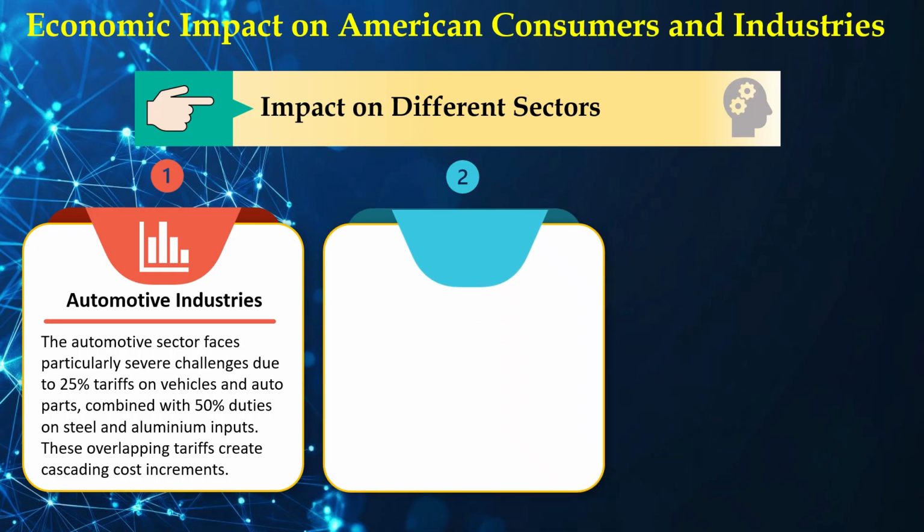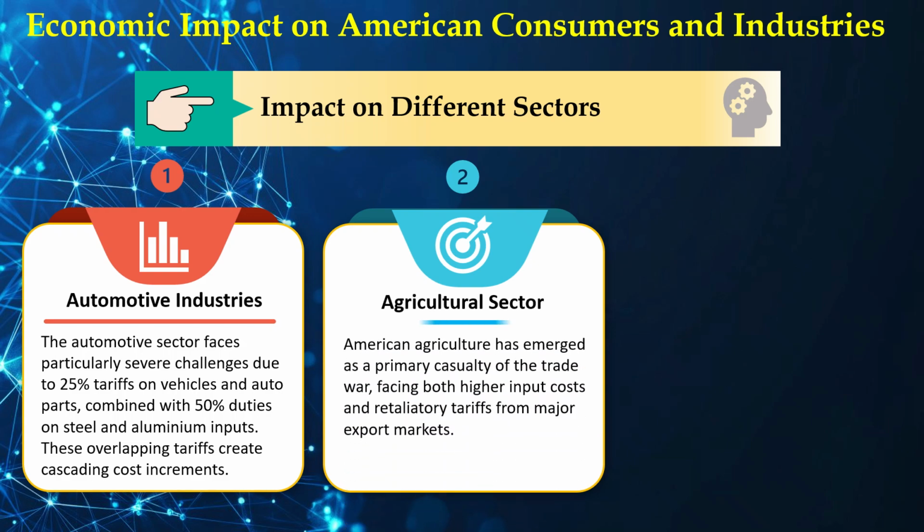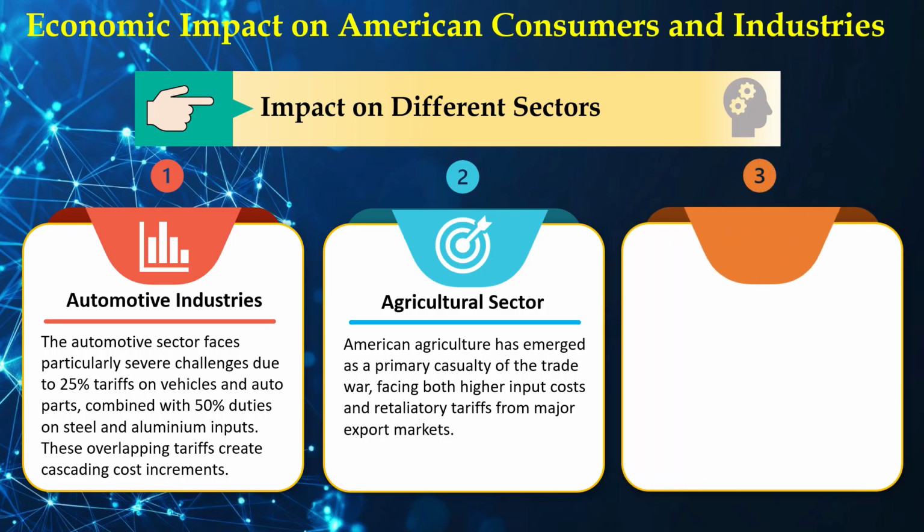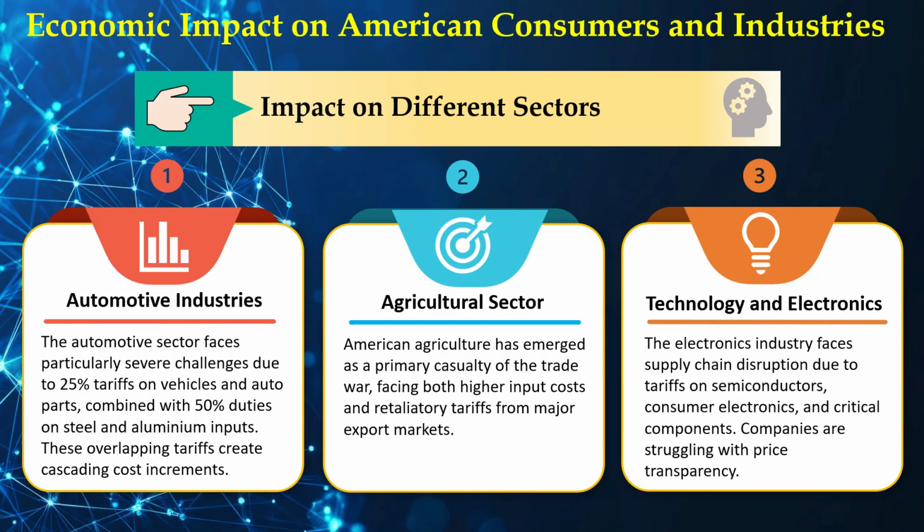Agricultural sector. American agriculture has emerged as a primary casualty of the trade war, facing both higher input costs and retaliatory tariffs from major export markets. China, Canada, and Mexico, representing the three largest agricultural export destinations, have all imposed counter-tariffs specifically targeting American farm products.